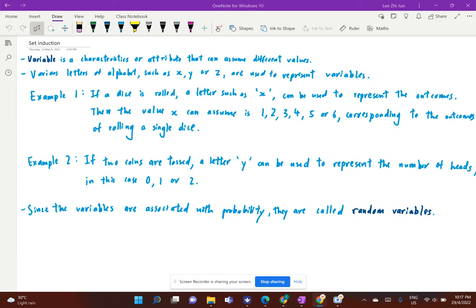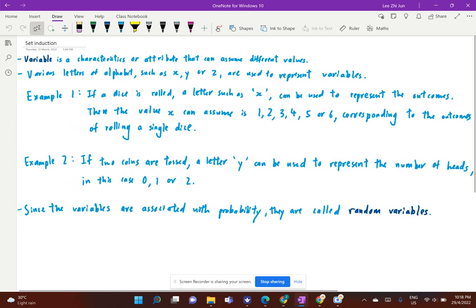So what is a variable? A variable is a characteristic or attribute that can assume different values, whereas letters of the alphabet such as X, Y, or Z are used to represent the variables. So I provide two examples. The first example is if a dice is rolled, a letter such as X can be used to represent the outcomes. So the value X can be 1 or 2 or 3 or 4 or 5 or 6, corresponding to the outcomes of rolling a single dice.